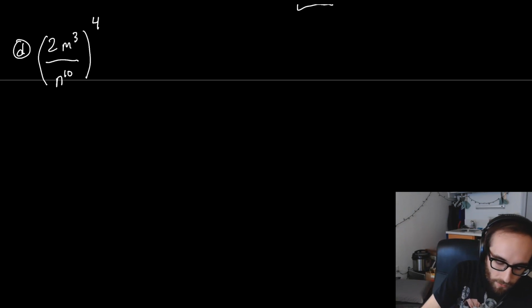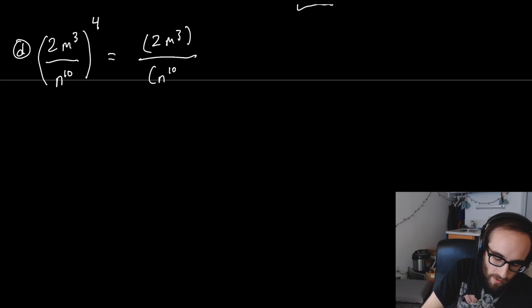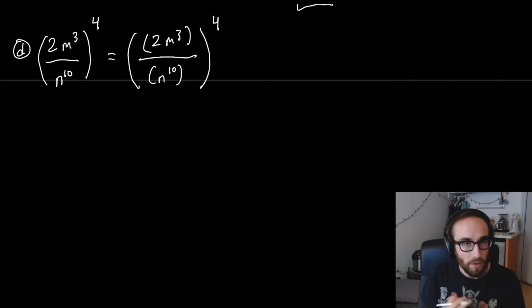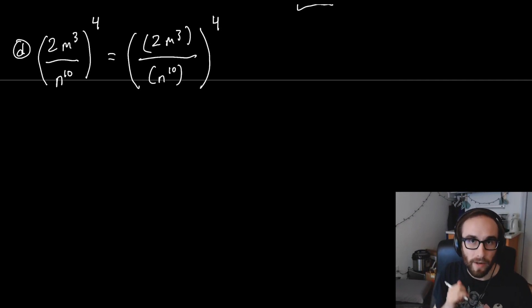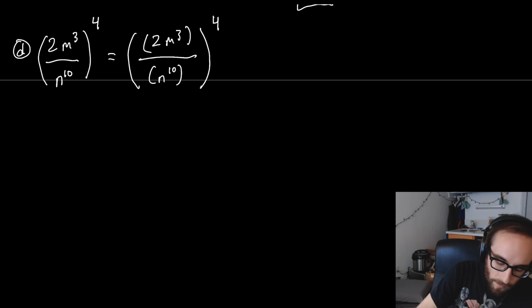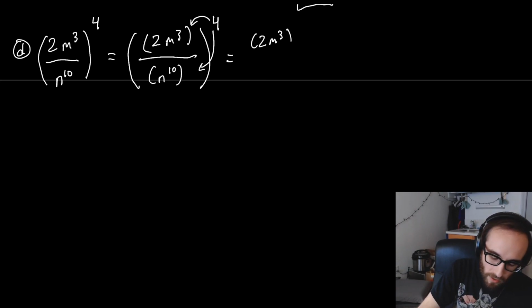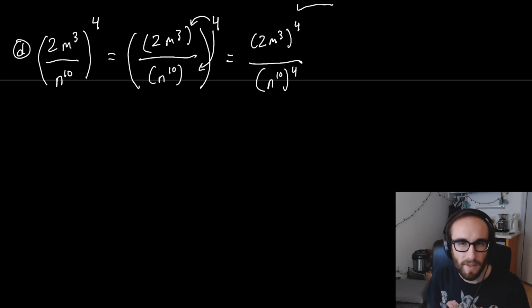So first we have a fraction. We have 2 times m to the third on top, and we have n to the 10th on the bottom. And this fraction is being raised to a power of 4. So as we saw earlier, if we have a fraction, if we're multiplying or dividing, and it's being raised to a power, we can apply the exponent to both the numerator and the denominator. So we're going to apply the 4 to the numerator and also the denominator. So 2 times m to the third to the 4th power divided by n to the 10th to the 4th power.